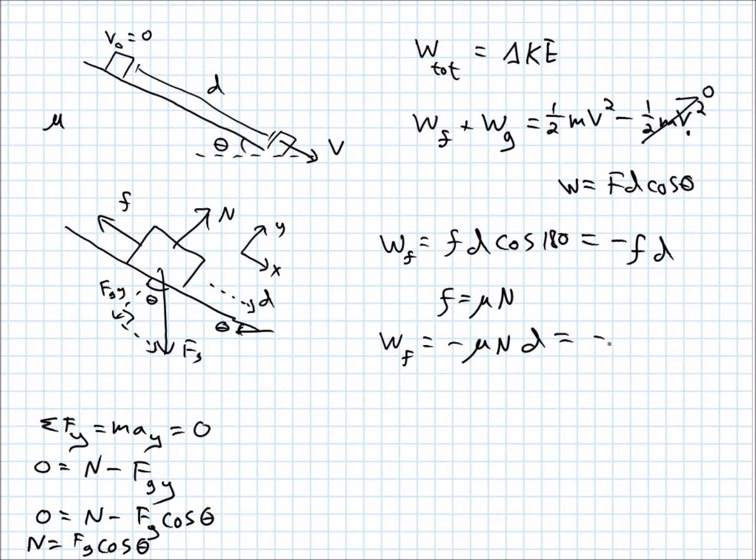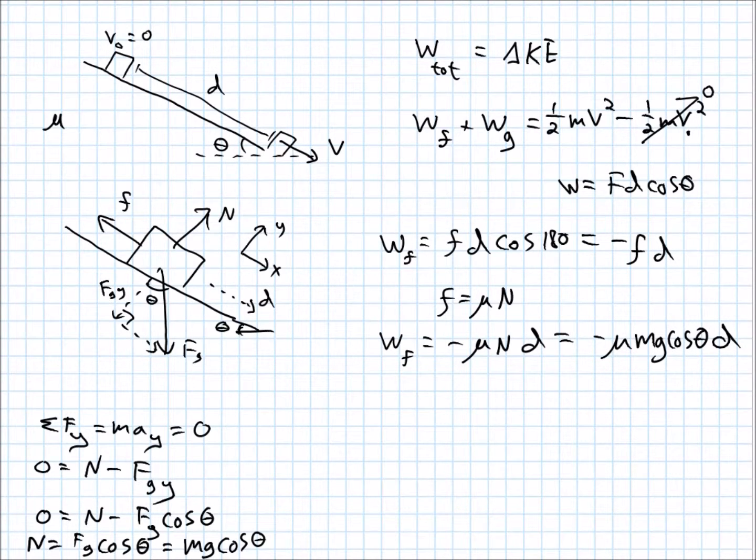So the work done by friction is negative mu times the force of gravity times cosine of theta. Recall that the force of gravity is just mg. So normal force is mg cosine theta. And then times the distance. Okay, so we found the work done by friction.